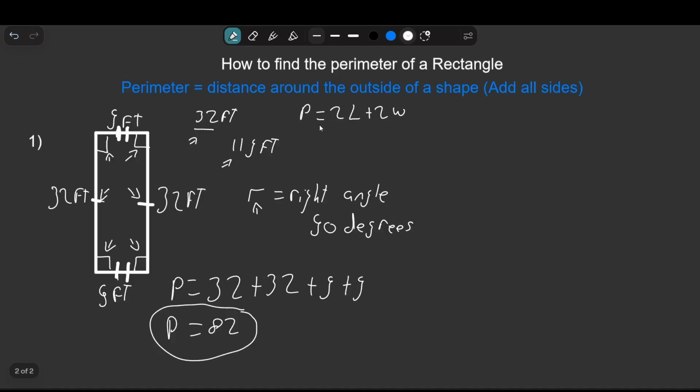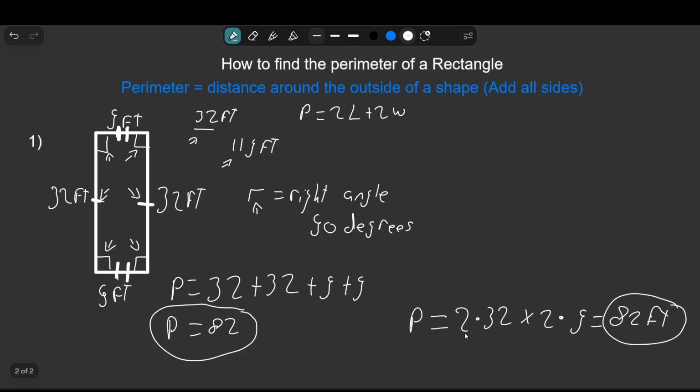Now we're going to use the formula. P, perimeter, equals 2 times the length plus 2 times the width. So perimeter equals 2 times 32 plus 2 times 9. And this will also equal 82 feet. So this will be our answer for the second example rectangle.